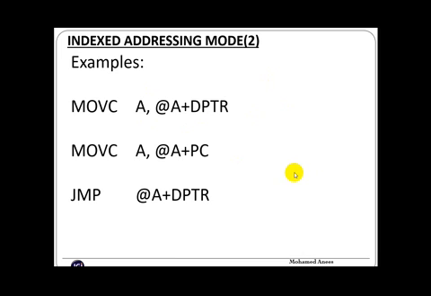Okay. So three more addressing modes are there. One is relative addressing mode, absolute addressing mode, and long addressing mode. So these addressing modes are related to the branching instructions. Okay. So when I discuss the branching instructions, I will also mention those addressing modes. Fine. So this completes the addressing modes of the 8051 microcontroller.